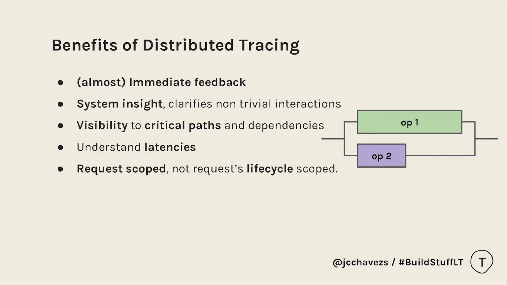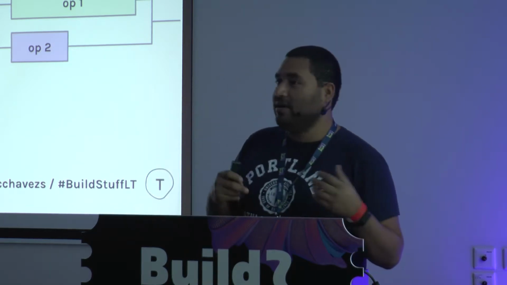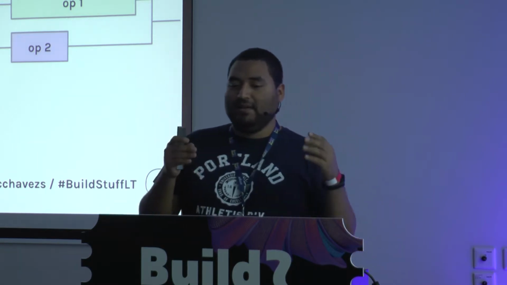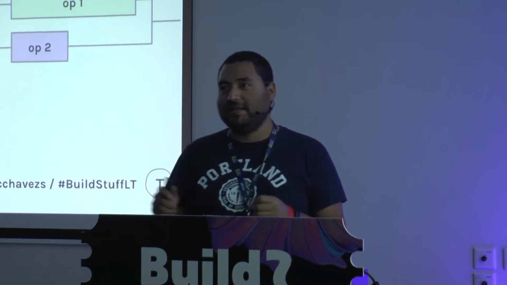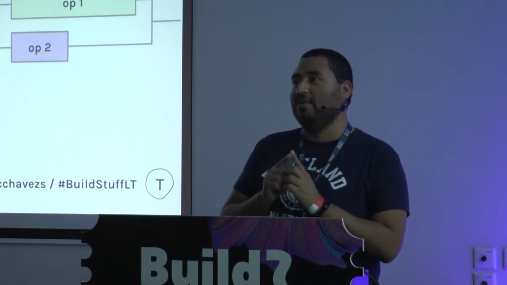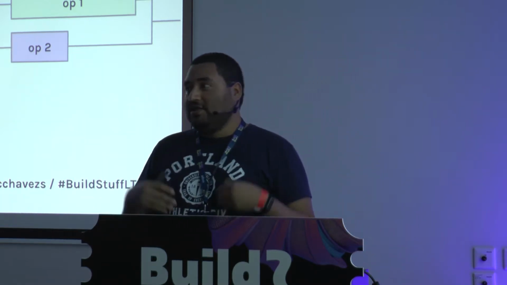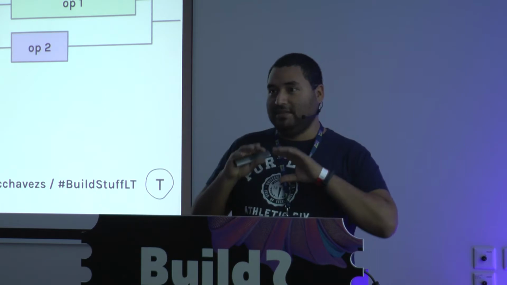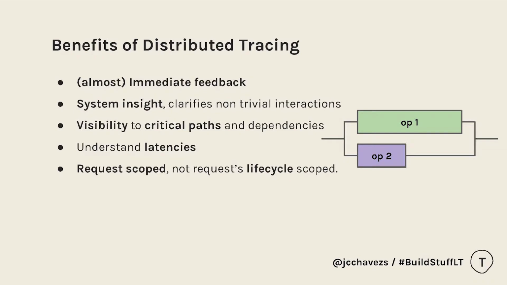So let's look at the benefits. Well, it's almost immediate feedback. You can look at the traces right after they happen. It's request scoped and it's actionable because it tells you where the error happened or what was the operation that took longer and caused the latency. It gives you system insight because it clarifies non-trivial interactions between your systems, right? You can see them graphically as a tree graph. And it gives visibility to critical path and dependencies.